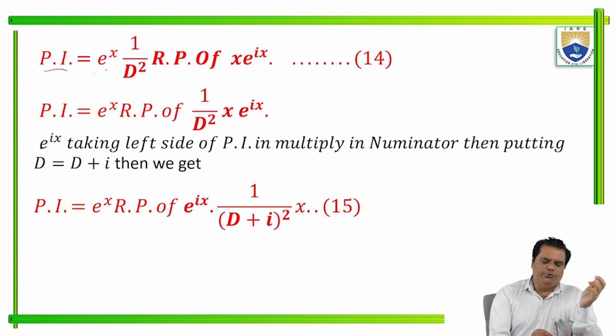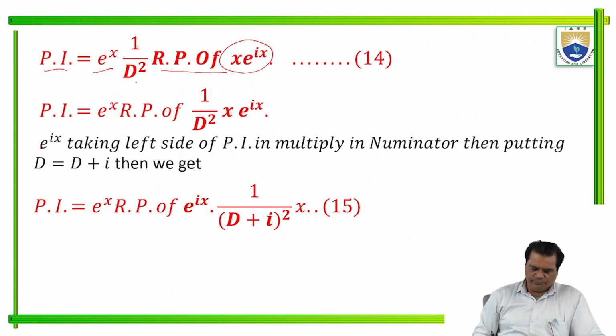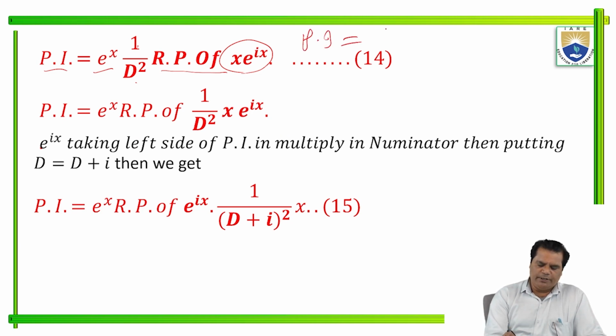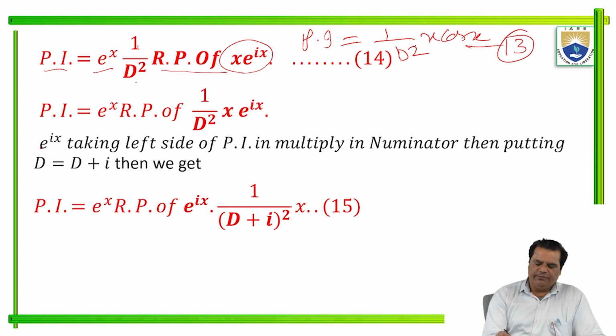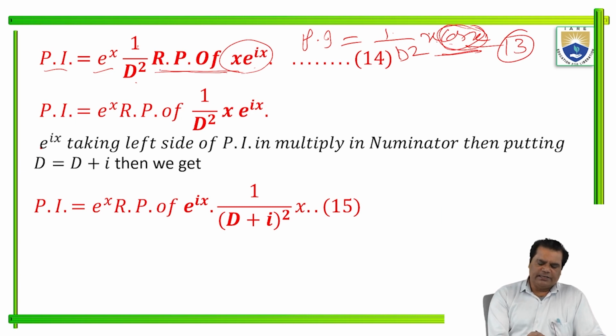So now PI equal to e to the power x, 1 upon D square, RP of x e to the power ix. Means here in our question PI is equal to 1 upon D square, x cos x. Okay, this is equation 13. In equation 13, 1 upon D square x cos x, cos x is there. So in place of cos x, I am writing RP of e to the power ix. Here cos x equals the real part of e to the power ix, and x. So this is equation 14.